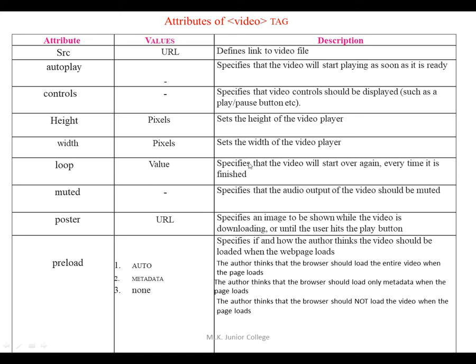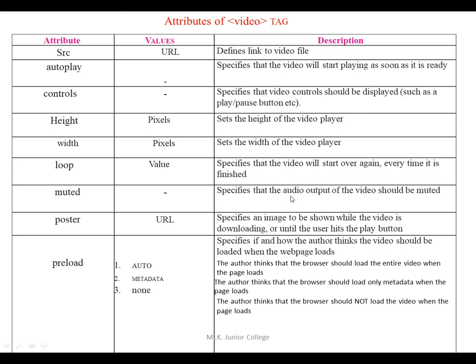Loop specifies that the video will start over again every time it is finished. You can set the number of times your video runs by giving the loop value. Next is muted. Again it's a boolean attribute, so you don't have to add any values here. It specifies that the audio output of the video should be muted. So here you won't hear any audio for your video.